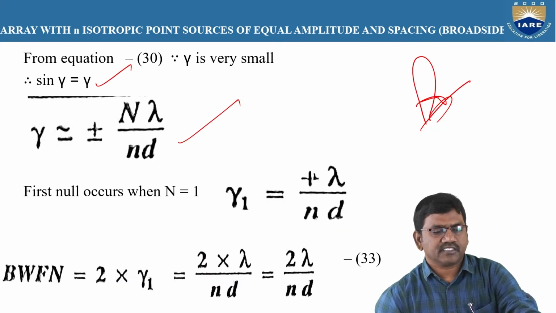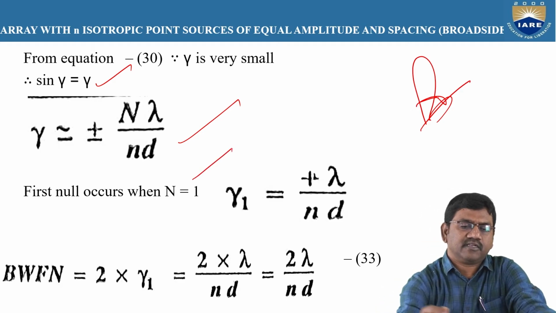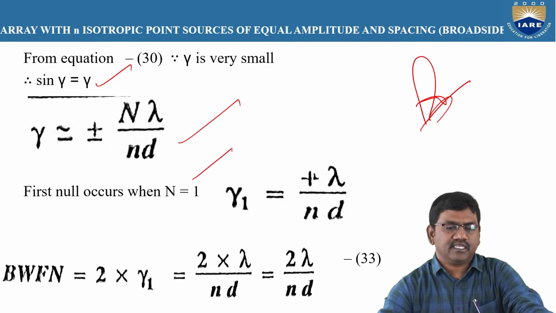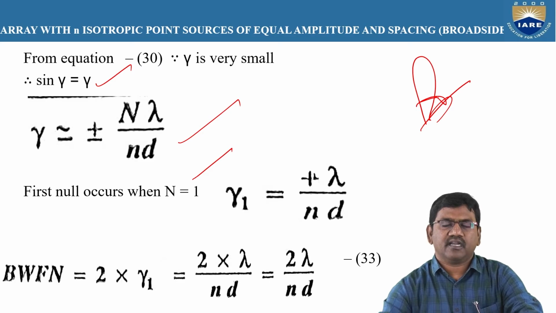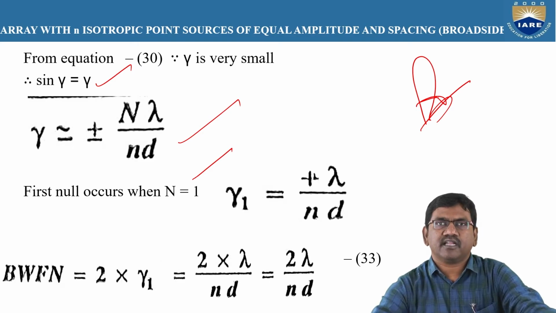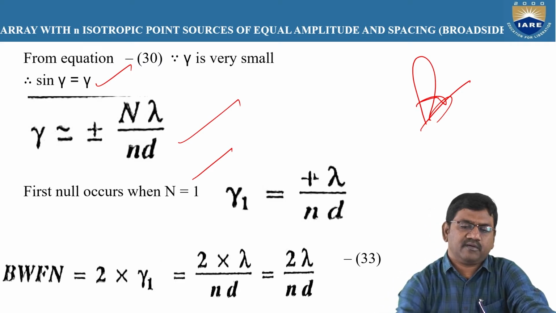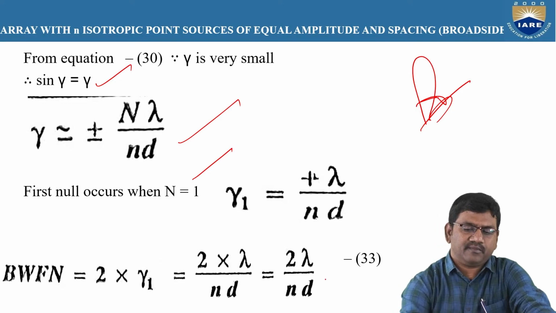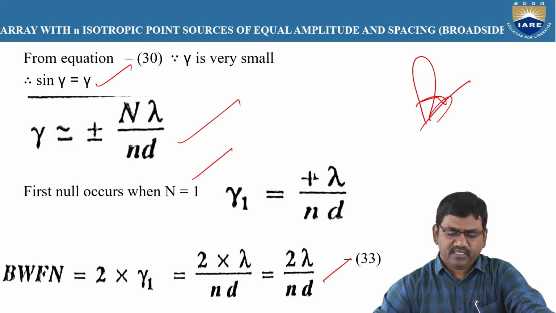Now let us find out the first nulls and second nulls. The first null will occur when n is equal to 1. That means, at what angle will the nulls occur? So we assume n equal to 1. You will get gamma 1 is equal to plus or minus lambda by n d, and 2 lambda by n d you will get. So BWFN is equal to 2 lambda by n d.